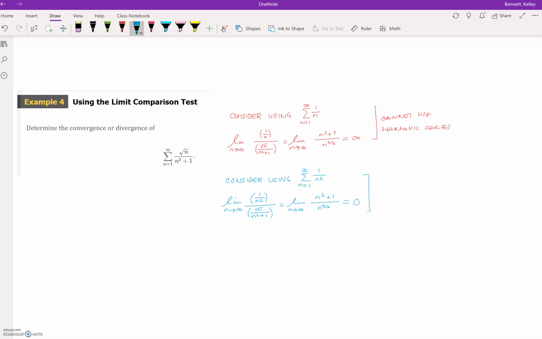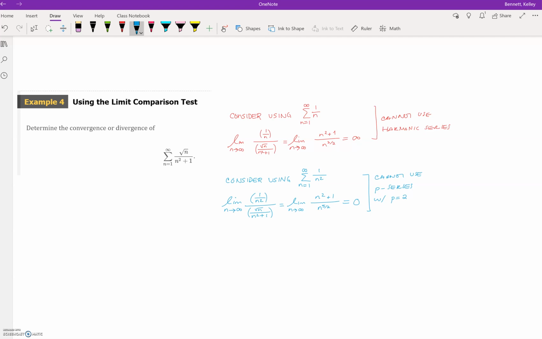So we cannot use the p series with p equal to 2, right? Because remember that the limit has to be finite and strictly positive. So we can't allow it to be 0. Okay, so the real trick of this is going to be looking at the powers of the leading terms in the numerator and the denominator.